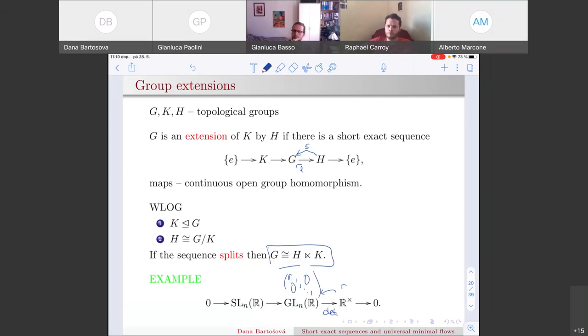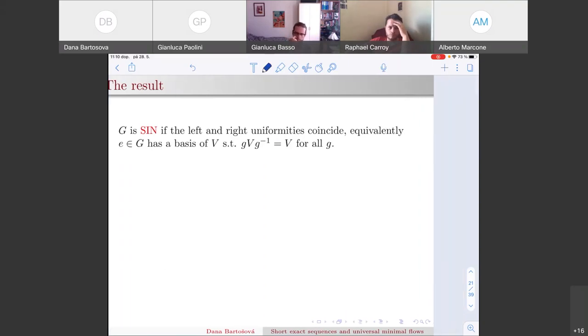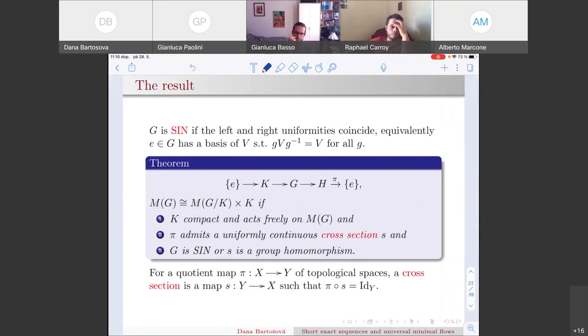So this is, for instance, one that I'm interested in and that we don't know yet, because we will be looking at some special case of these sequences. So the groups that we will be looking at are generalizations of abelian groups, and the generalization is SIN, which stands for small invariant neighborhoods, invariant with respect to conjugation, right? So it has a basis of open neighborhoods, such that if you conjugate those neighborhoods, they stay the same. And it is the same thing as saying that the left and right uniformities coincide. So you can switch sides in a uniformly continuous way in multiplication.